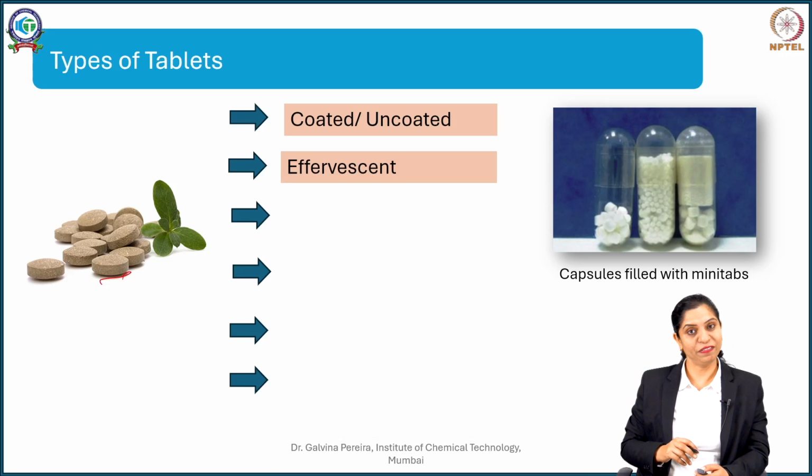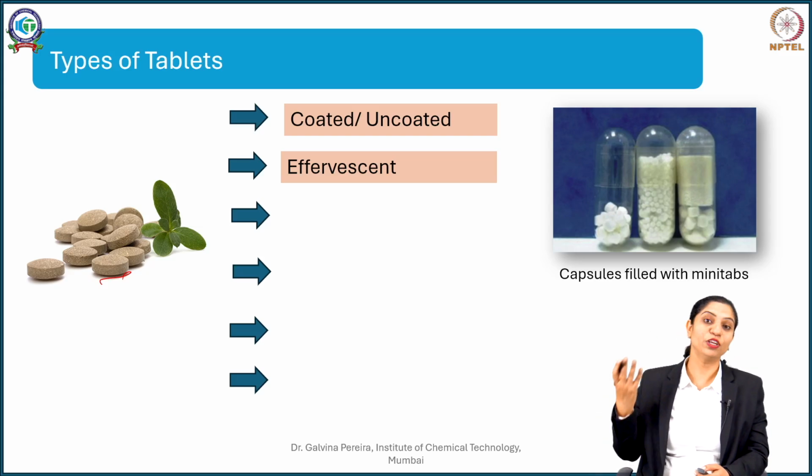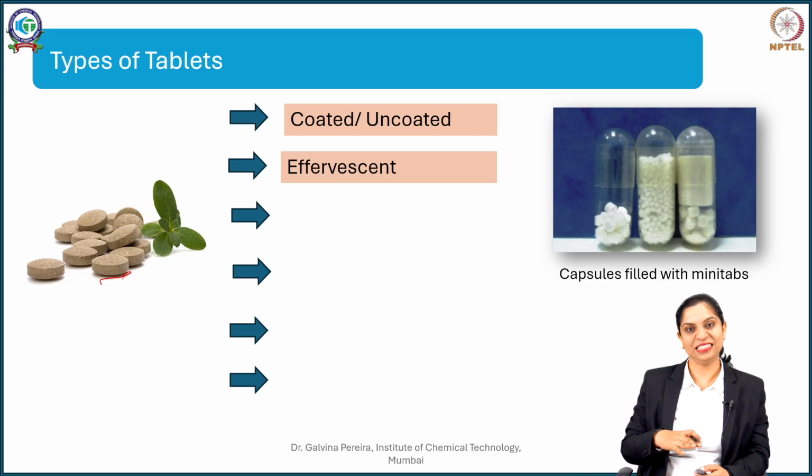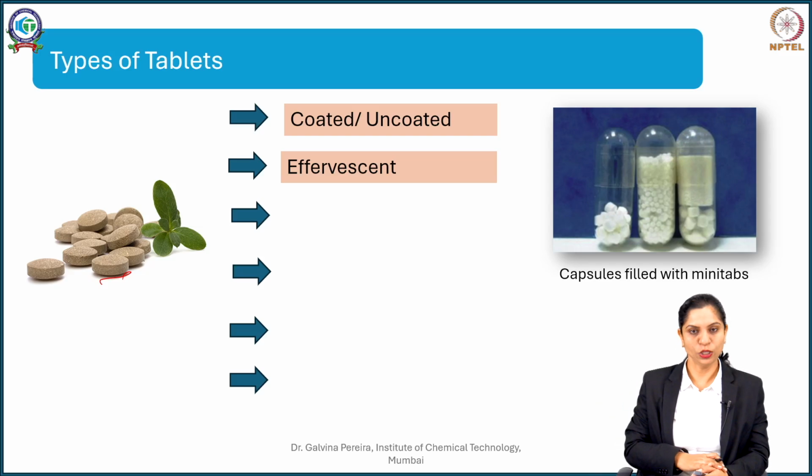Then you have effervescent tablets. Take for example those quick relief tablets like your Disprin, aspirin. When you put them in, they give you fizz. Even your Eno, which is used as an antacid. Nowadays numerous herbals are also formulated in this. So they contain what are called effervescent combinations like an acid and base, citric acid and sodium bicarbonate, which will react to release CO2 when they come in contact with water.